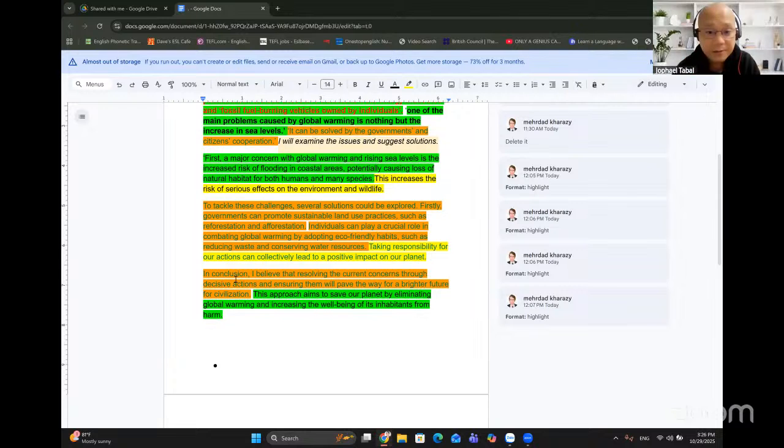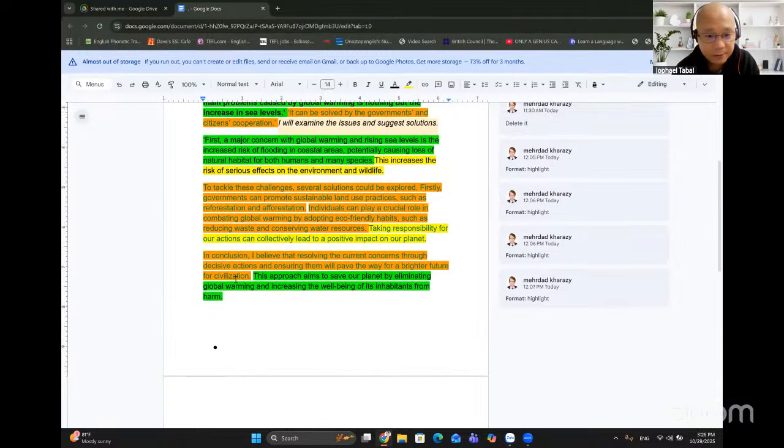She has done the same thing with the second one. Individuals can play a crucial role in combating global warming. That's by adopting eco-friendly habits. That's the reason, such as reducing. That's the explanation. So here I noticed that you combine reason and explanation in one sentence. I think that's also acceptable, but I recommend for the word count, they could write it in different separate sentences.